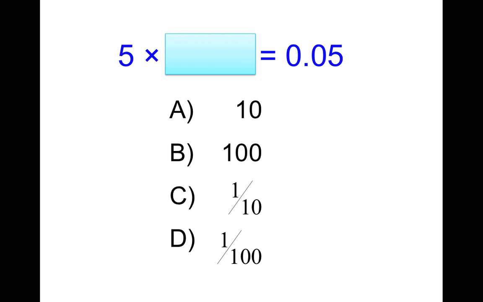Can you tell me, what would you have to multiply by 5 to make 5 100ths, 0.05? Well, 5 times 10 would be 50. 5 times 100 would be 500. That would result in a really large number. We want our product to be a really small number, so we're going to multiply it by something tiny, 1 100th. So 0.05 is the same as 5 times 1 100th.